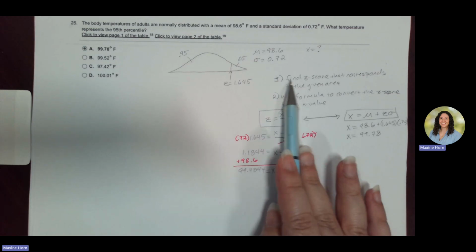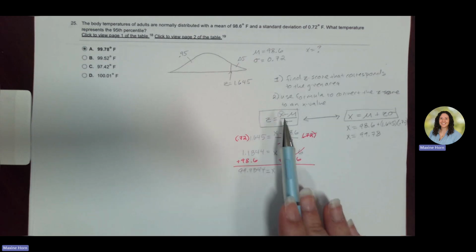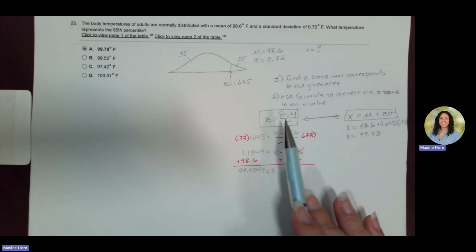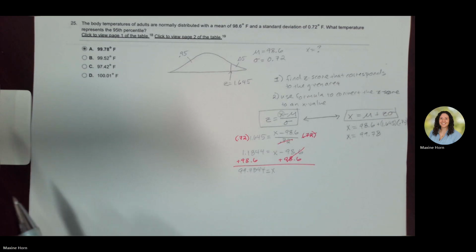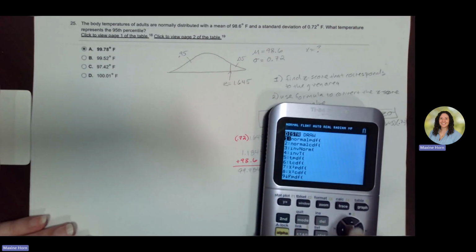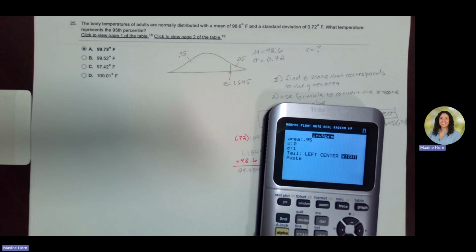Or when we were back here finding our z-score, instead of using the formula, what you can do is go into our calculator, second vars, inverse norm, and this time we're not going to give it z-scores, because we're not looking for a z-score, we're looking for an x value. Okay, so this is how we would do it in the calculator.